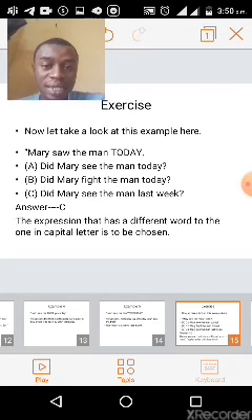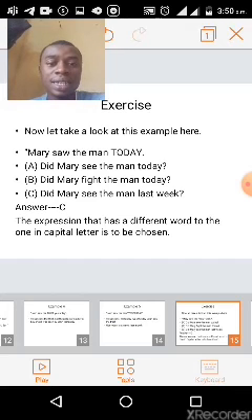So our answer will be C. The question is, did Mary see the man last week? Mary saw the man today. So our attention is on today. So the expression that has a different word from the one in capital letters is chosen. So if you are given something like this and one word is written in capital letters, the one that is different from the one in capital letters is what you're going to choose. So our answer is, did Mary see the man last week? Mary saw the man today.